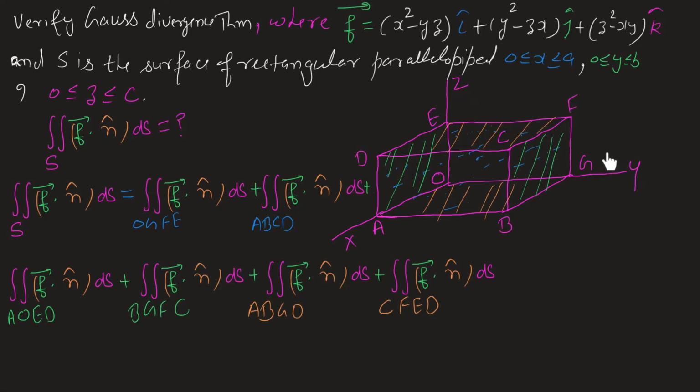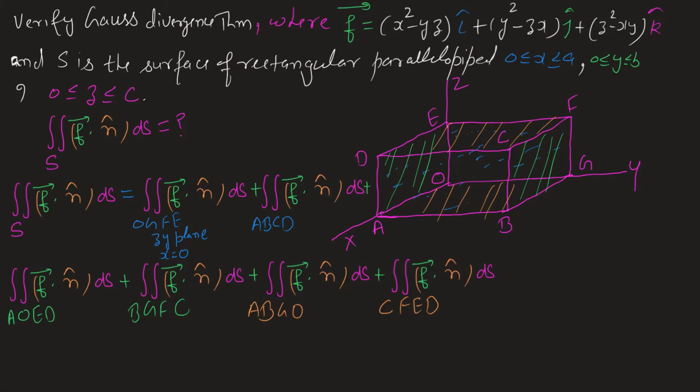OGFE is the ZY plane, so if I write it over here, this is the ZY plane, and here in the ZY plane, if you see, x is 0. In the ZY plane, this is present at this point, and here x is 0. So I am noting down these parameters. You also have to note them down in the exam.